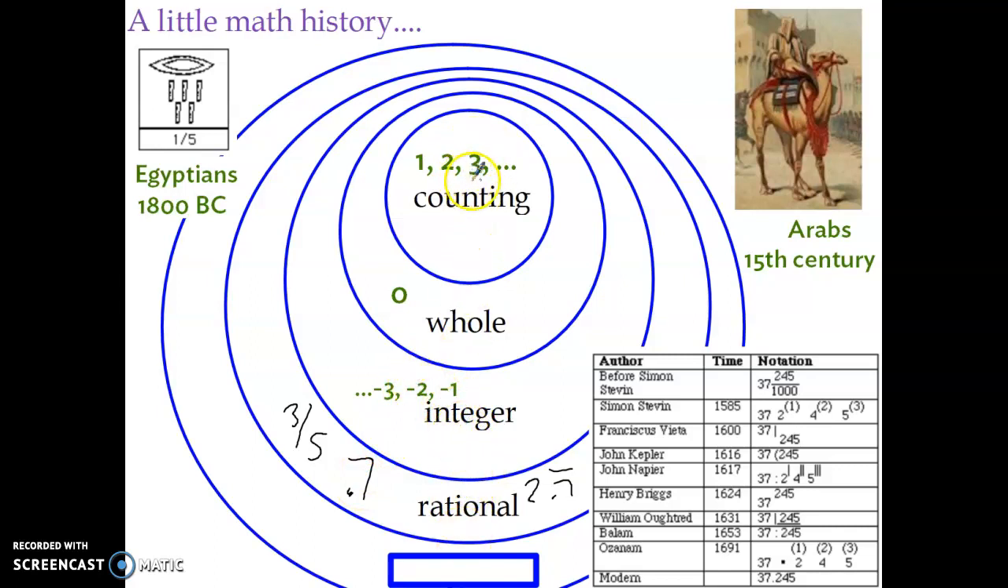And same thing up here with +3. +3 is a rational number that happens to be an integer, and it happens to be a whole number, and it happens to be a counting number. But 3/5 is a rational number that is not an integer or a counting number or a whole number because it's outside of those circles.